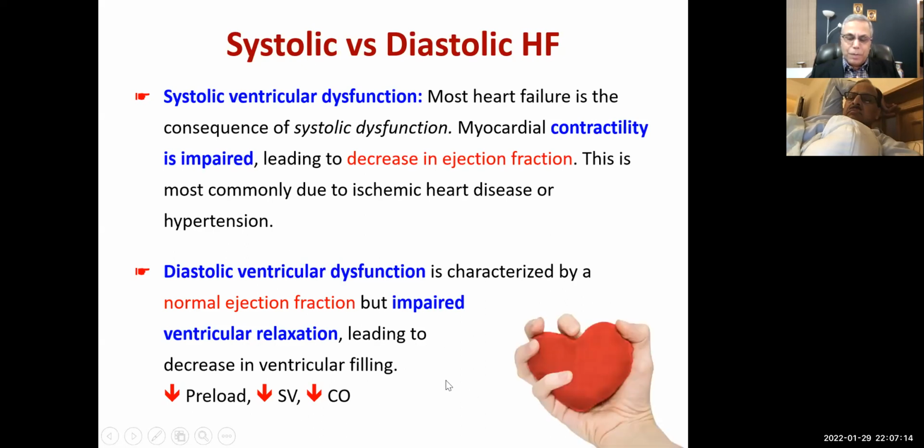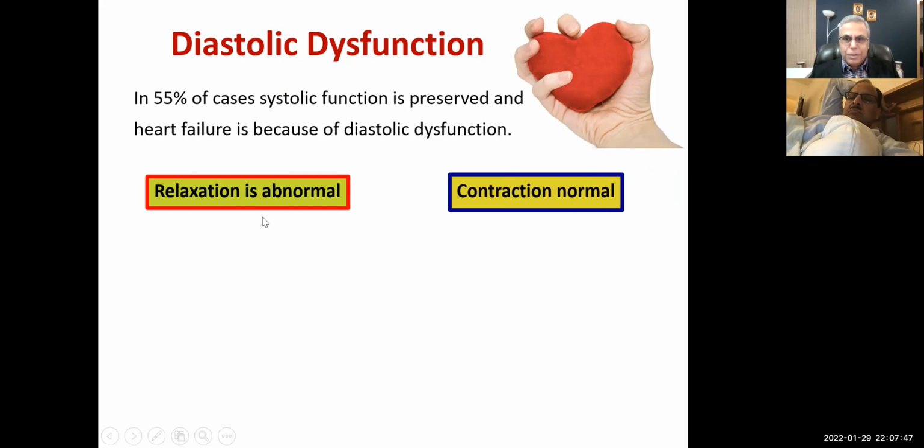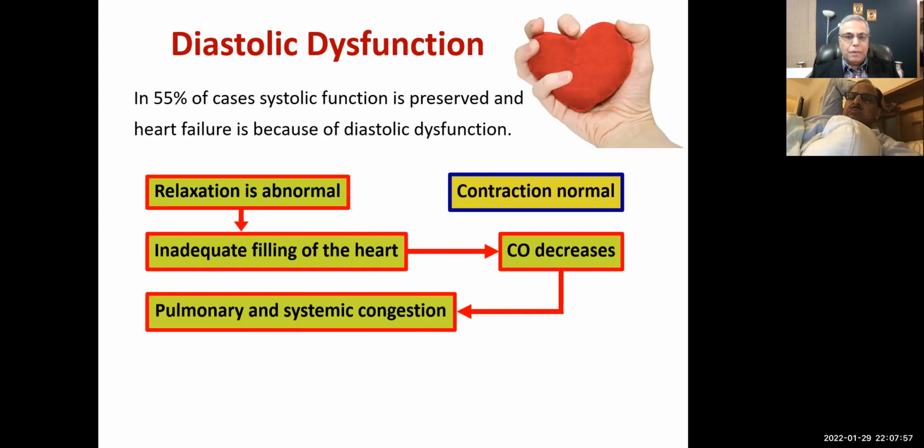And it's like this, as if someone is holding the heart and it's compressing, not letting it expand, not letting it dilate, right? That is what diastolic heart failure is. In 55% of cases, systolic function is preserved, and heart failure is because of diastolic dysfunction, or at least there is some component of this diastolic dysfunction in heart failure, right? Although, as we said, systolic heart failure is more common. Relaxation is abnormal and contraction is normal. There is inadequate filling of the heart, which leads to a decrease in cardiac output, and that would lead to all the signs and symptoms of heart failure, right?